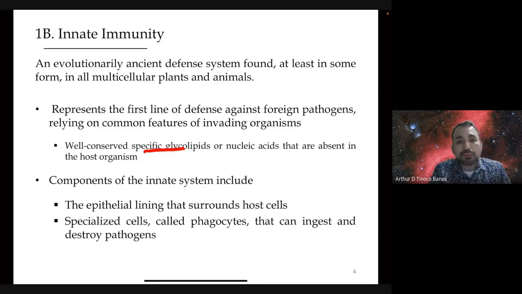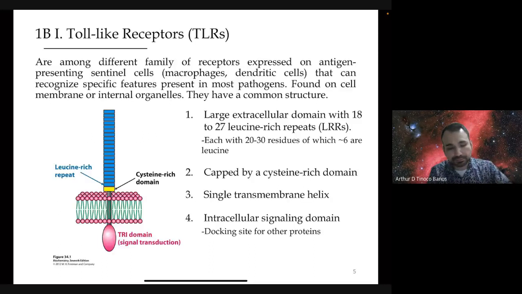As far as the components of the innate system, this includes the epithelial lining that surrounds host cells and specialized cells called phagocytes that can ingest and destroy pathogens. One of the major proteins that participates in this innate immunity are the toll-like receptors, or TLRs. They are among different families of receptors that are expressed on antigen-presenting sentinel cells. Examples of these types of cells are the macrophages and the dendritic cells.